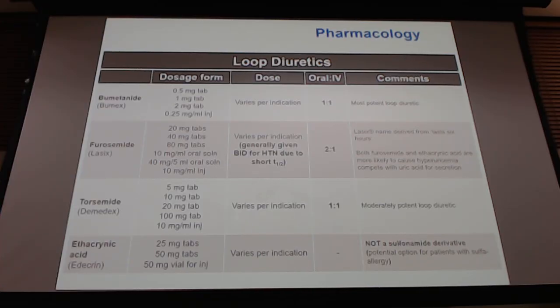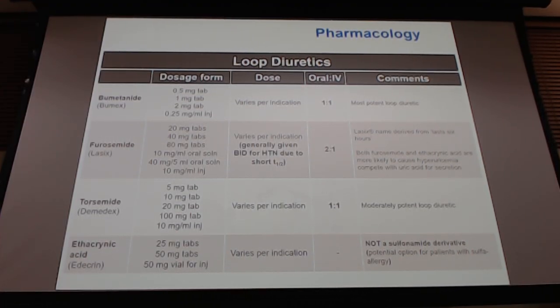So the medications in this class, we have bumetanide or Bumex. It has a 1-to-1 oral to IV ratio, and it's the most potent loop diuretic. So you'll see this at low doses. For furosemide, its brand name is Lasix, and Lasix is a name derived from lasts 6 hours. It's usually given twice a day, or BID, for hypertension due to the short half-life. And then both furosemide and ethacrynic acid are more likely to cause hyperuricemia and compete with the uric acid for secretion.